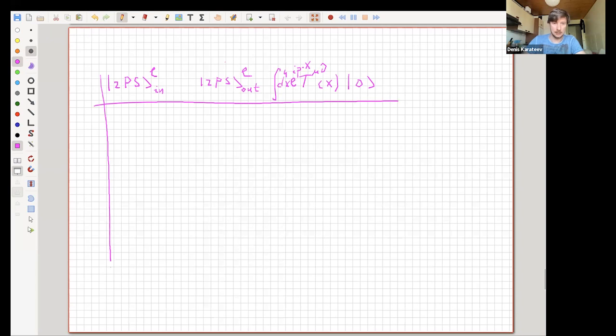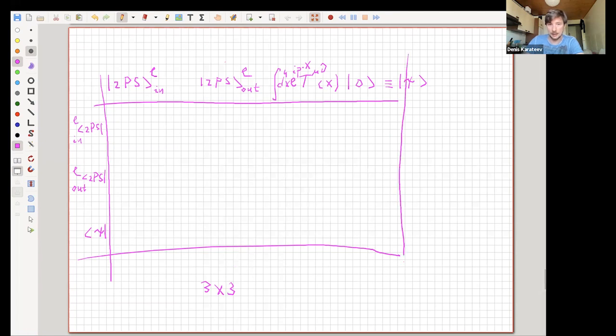And I would like to take the inner product with the same three states: two-particle state in, projected to spin L, and two-particle state out. And again, this third state, let me just call it Psi. I don't want to rewrite it here again. Now, this is a 3x3 matrix, and by the arguments before, it should be semi-positive definite.